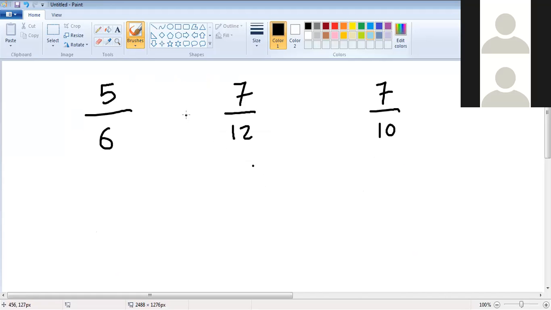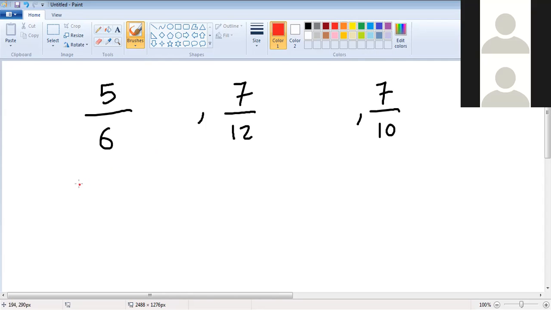Look, 5/6, 7/12, and 7/10. You have an idea? Danny. Okay. Look at this idea. It depends on something called the common denominator.